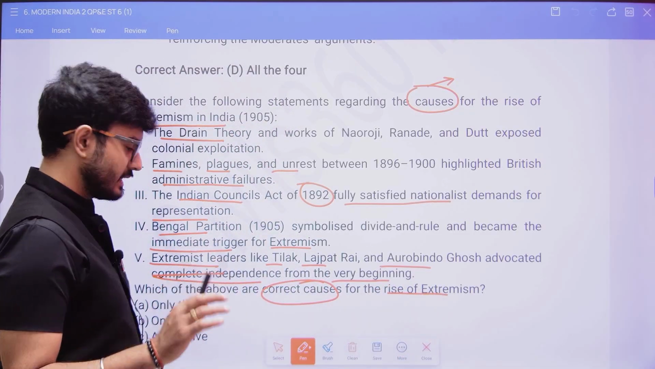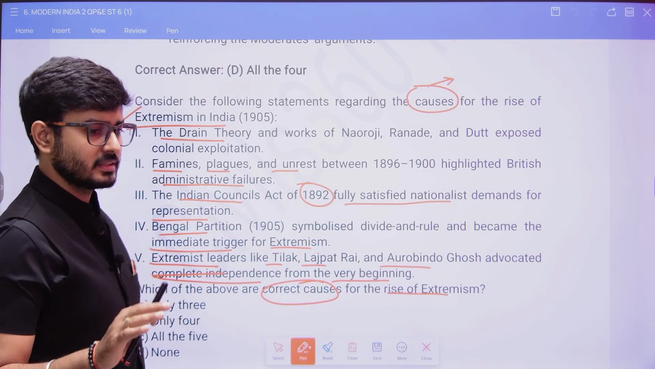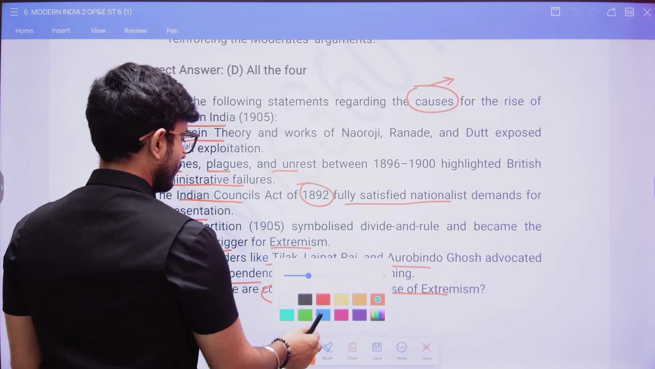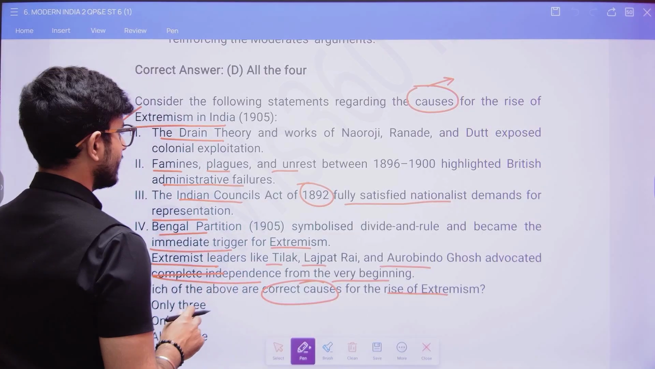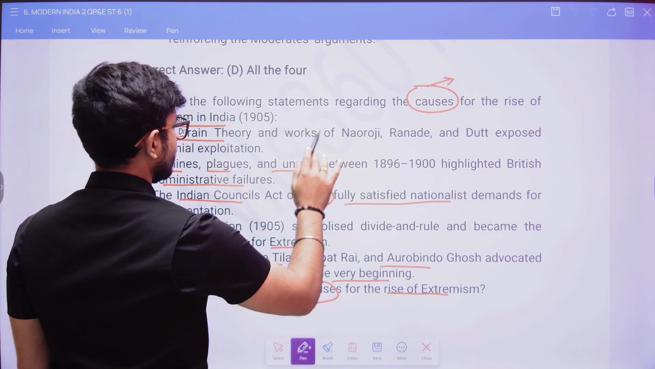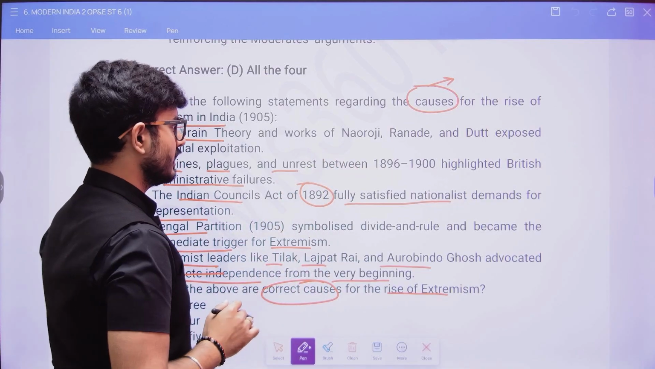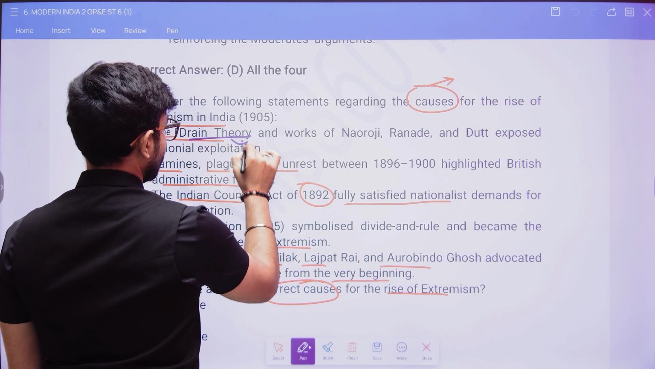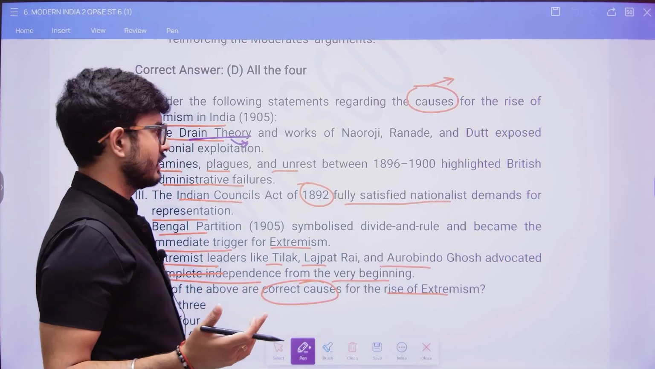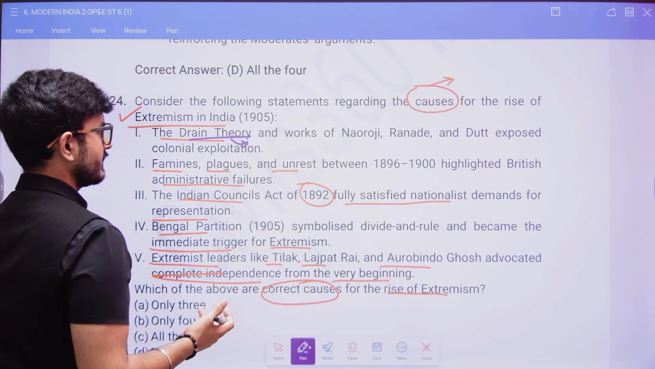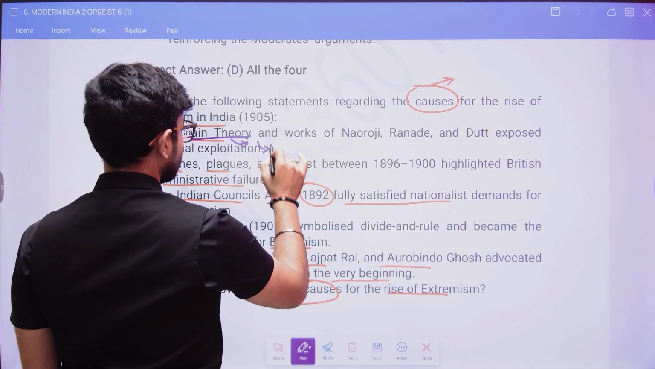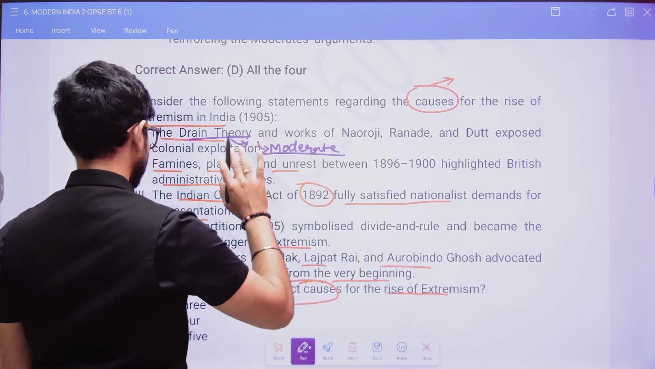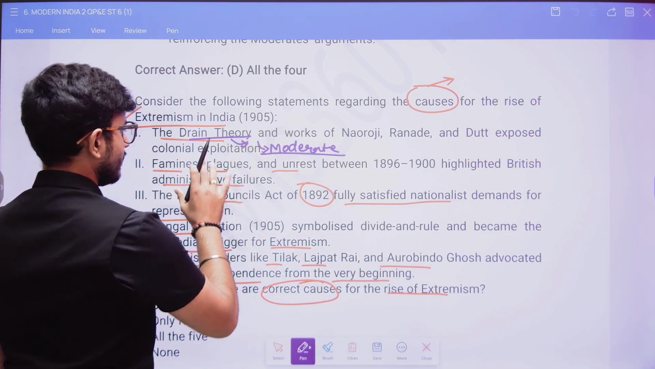All right, so let's look at it and let's eliminate things here. How can we eliminate? The first aspect: the drain theory and the works of Naoroji, Ranade and Dutt exposed the colonial exploitation. Now, the drain theory was given by Dadabhai Naoroji earlier in the time period, and this majorly led to the rise of moderates. However, we will not let it be like that. Let us just eliminate.